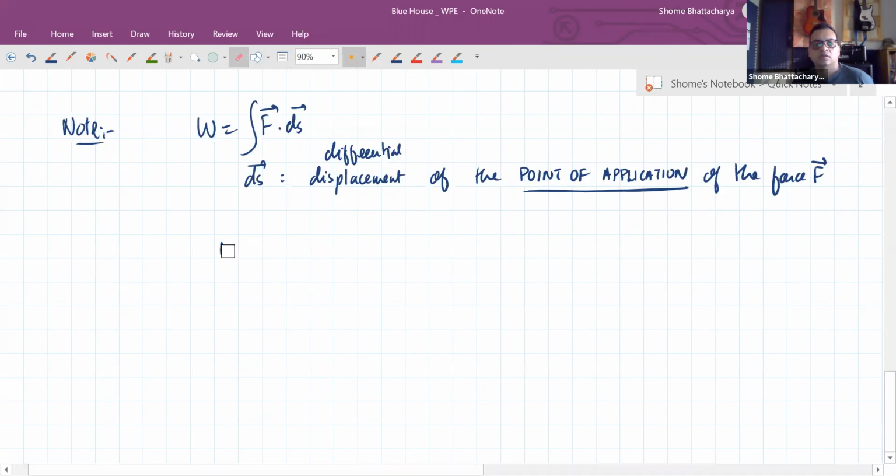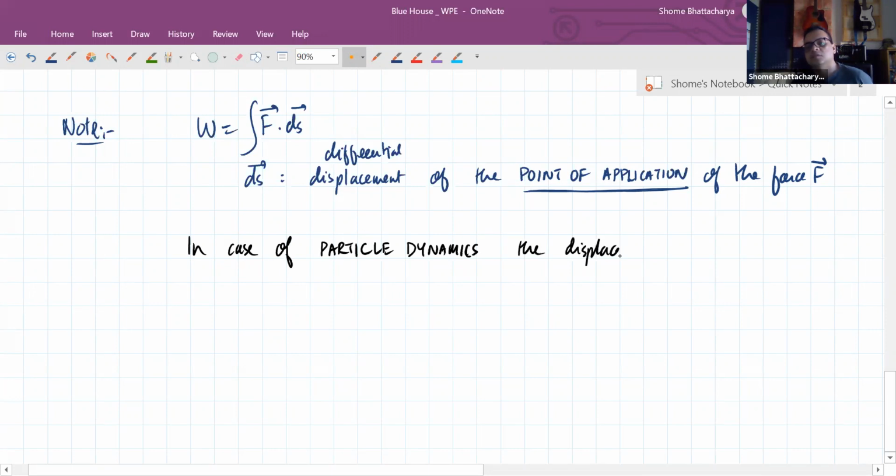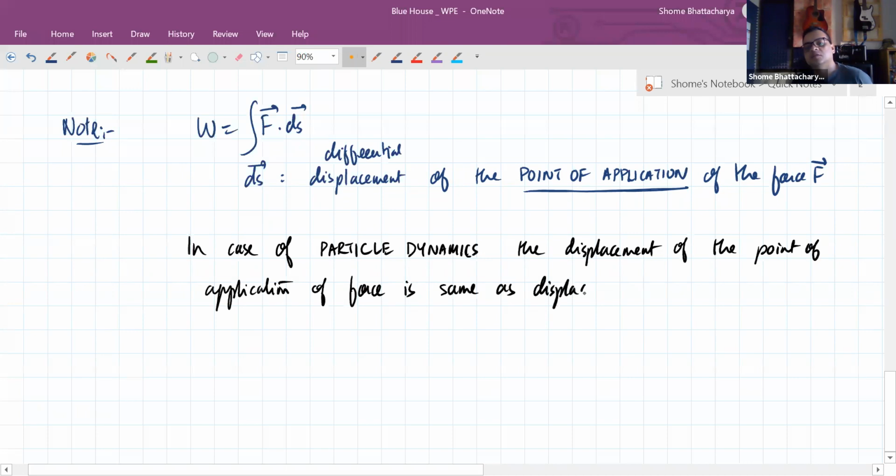Now, why is this important? In the case of what we call particle dynamics, the displacement of the point of application of the force is the same as the displacement of the particle on which the force is acting. So there's no difference between the two.